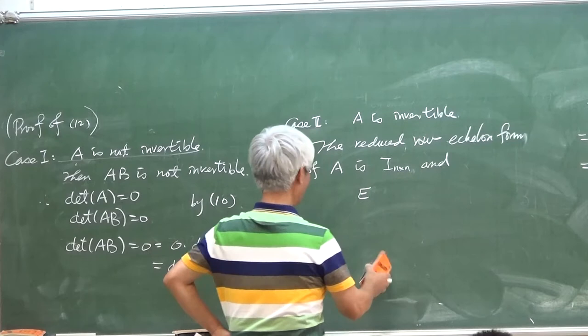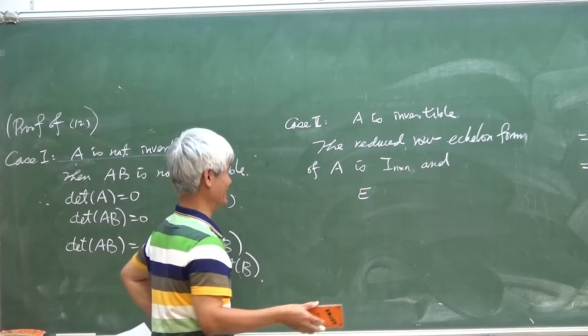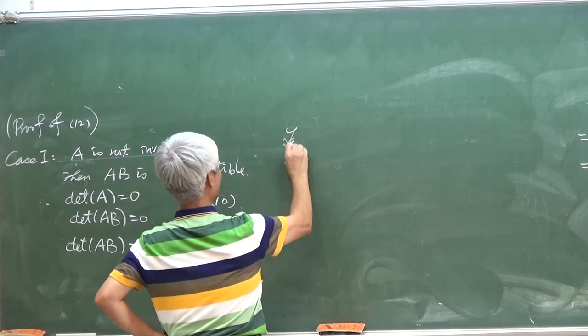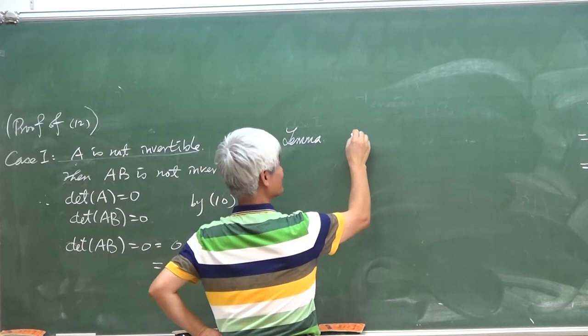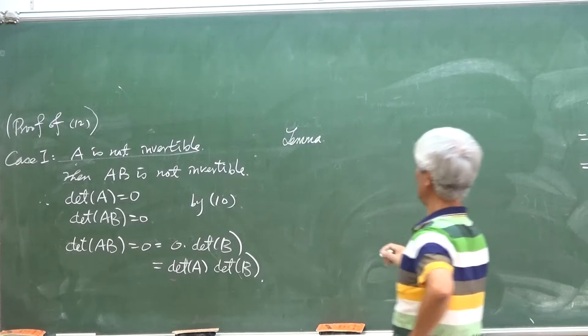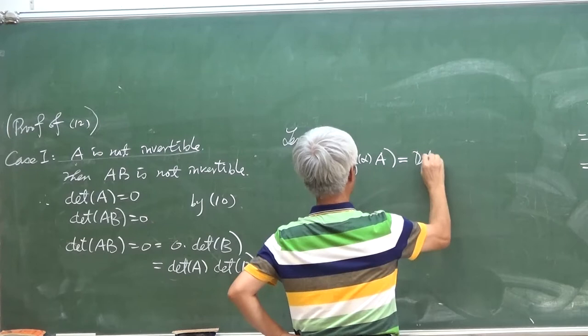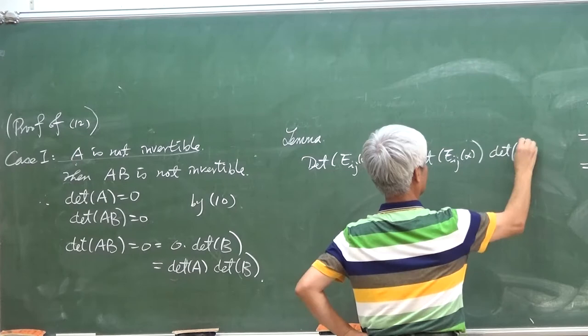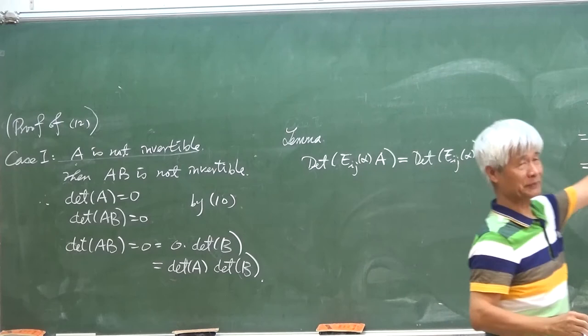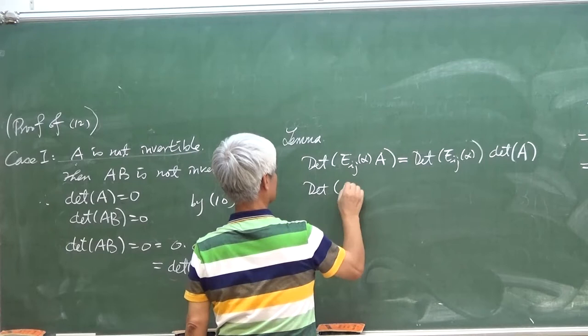I can use that, but maybe I put this other lemma, maybe it's more structural. Sorry for that. It's a small version of that. So, lemma: determinant of E_ij^alpha times A is equal to determinant of E_ij^alpha times determinant of A. So actually, we already have a special form of this property already. And the determinant of scaling.